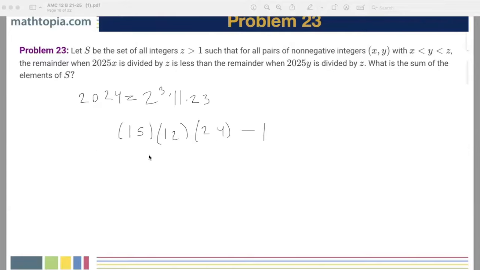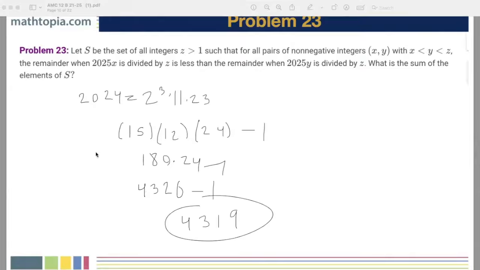And if we multiply this all out, we get 180 times 24 minus 1. Do one more multiplication here. We would get 4,320 minus 1. That's going to give us 4,319 as our answer.